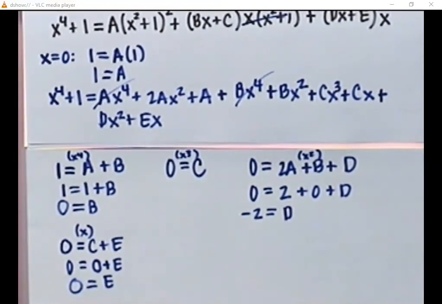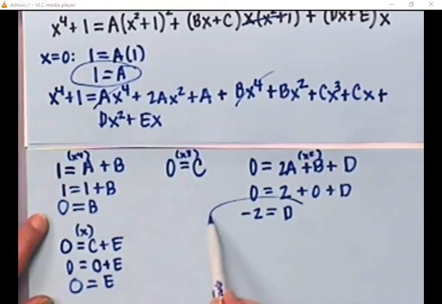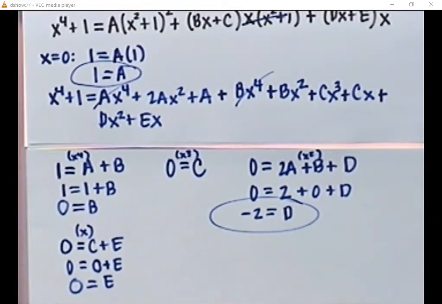Okay, all right, so here they are. A was 1, and d was negative 2, but the rest are 0. So I don't even have to put those terms in, which is awesome when you go to integrate.